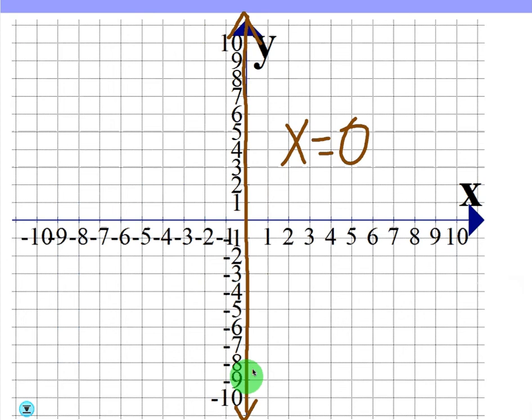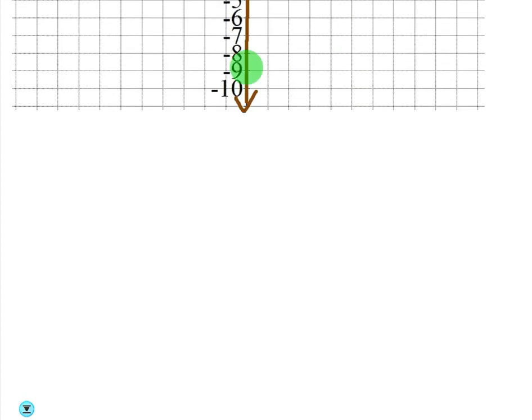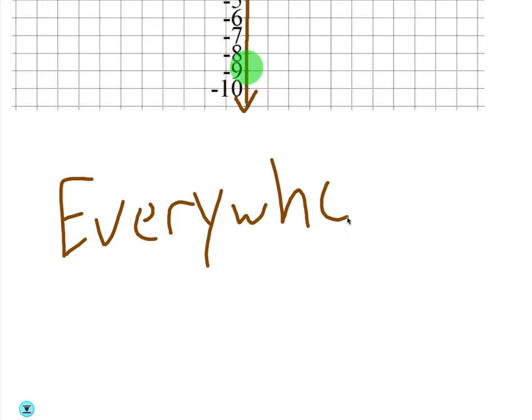Infinite. Any other answers? Undefined? Yeah, it crosses everywhere. In fact, my answer would be everywhere. That's okay if you put that, because that's the answer, and that's the exception. Like I said, normally it's pretty straightforward, but it's on top of the y-axis, so it would be everywhere.